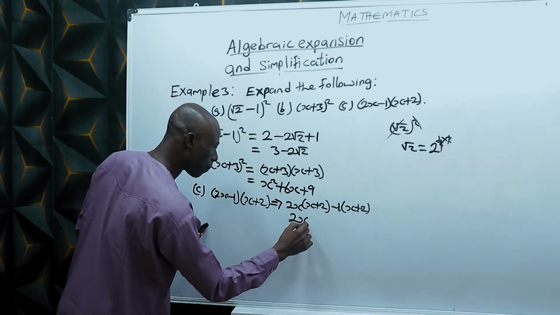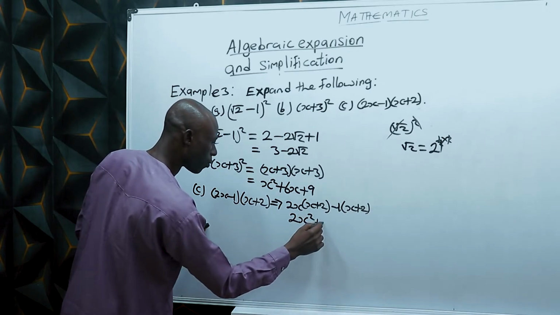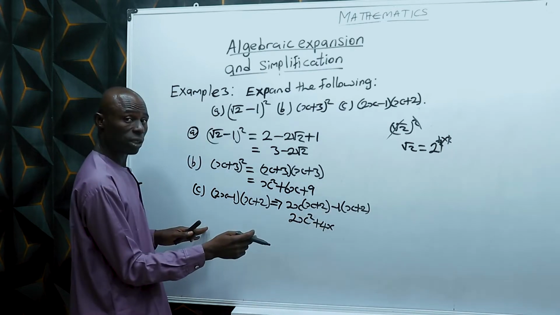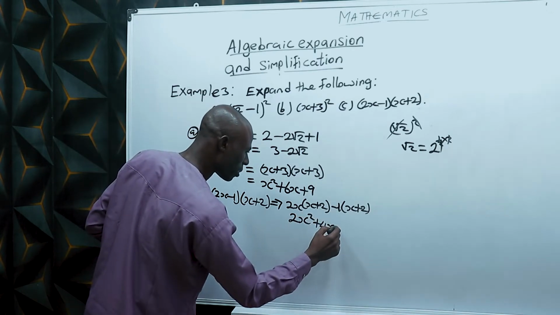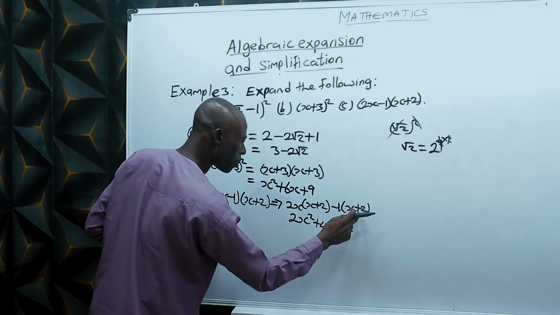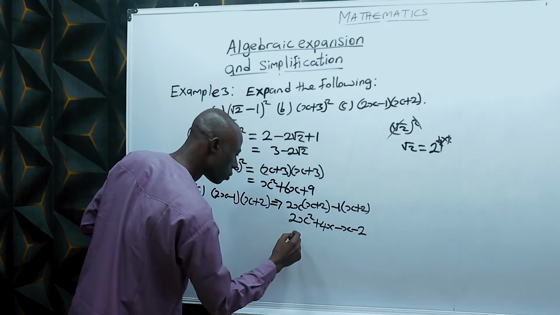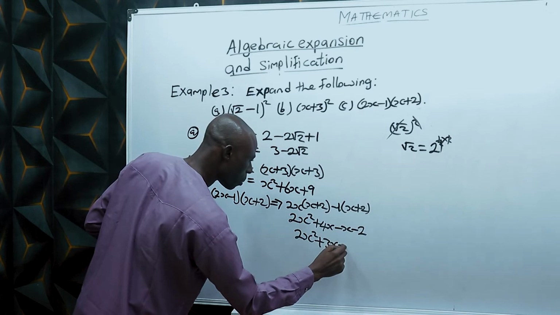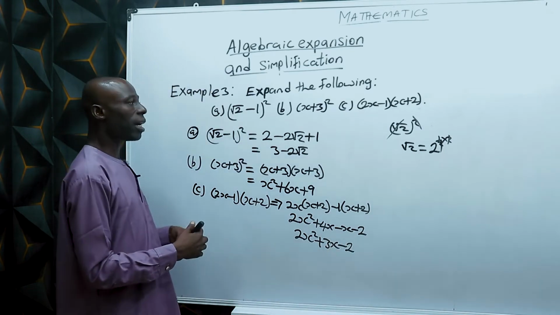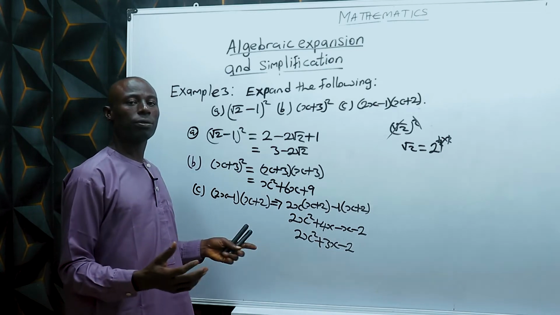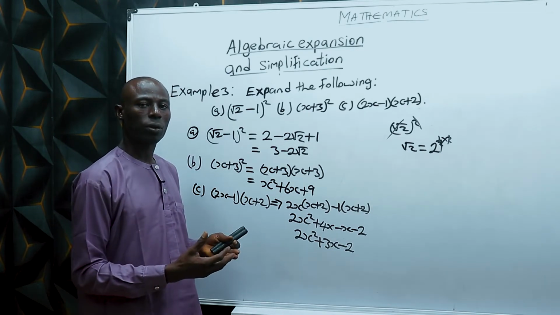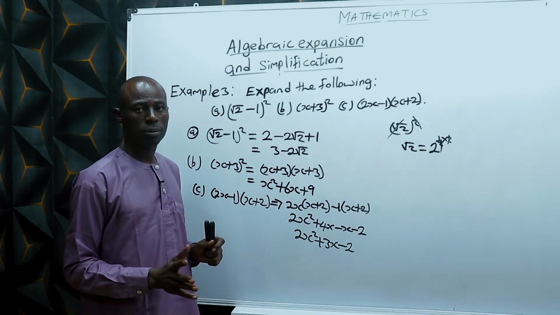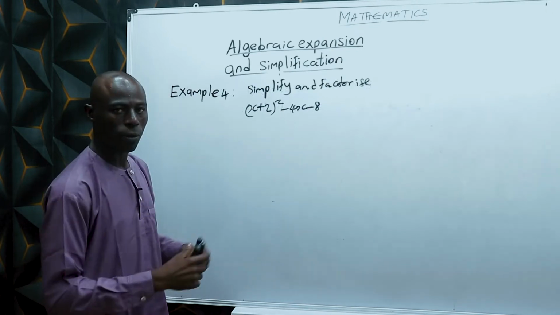Now, let's open the bracket here. We have 2x squared plus 4x, because 2x times positive 2 gives positive 4x. Negative 1 times x is negative x. Negative 1 times positive 2 gives negative 2. So you have 2x squared plus 3x minus 2. That is the end of that. So I want to believe, as far as expansion of algebraic terms is concerned, you are well furnished now. Thank you.